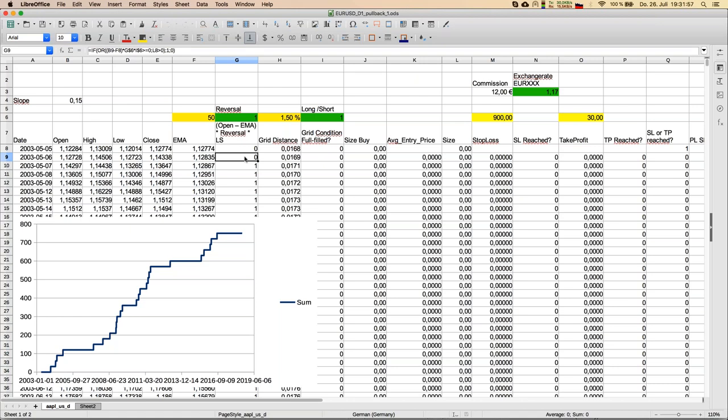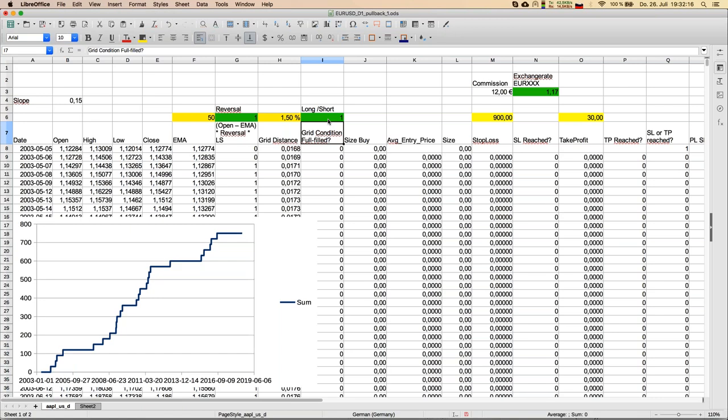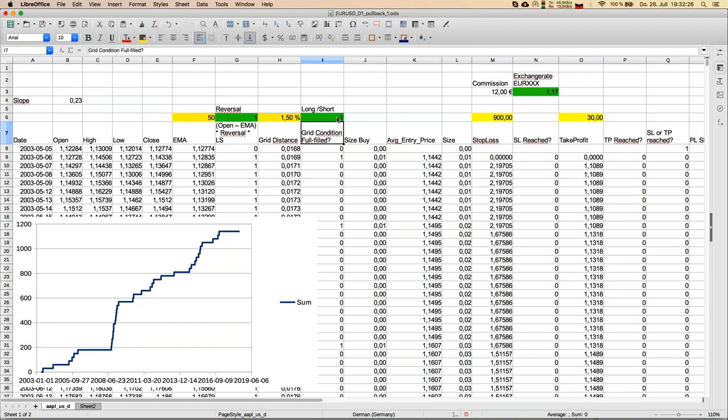That's characterized by the zero here. And of course, we can now change with those green knobs. We can go for short trades only. And of course, then that zero turns to a minus one. But we will start with this one. And you have maybe already realized that not everything has been reversed when I put a minus one into that cell. The reason is the following.